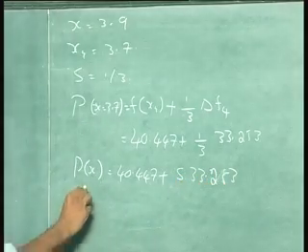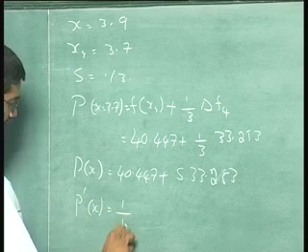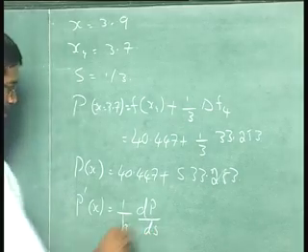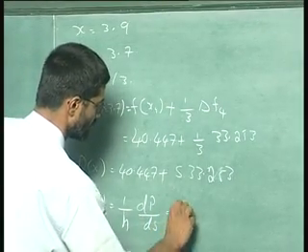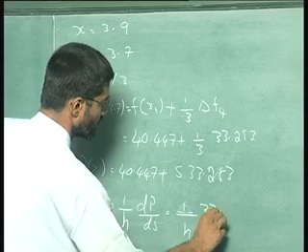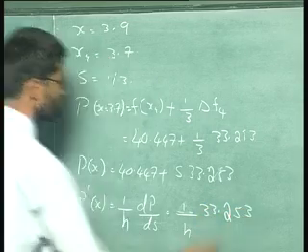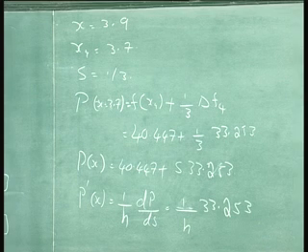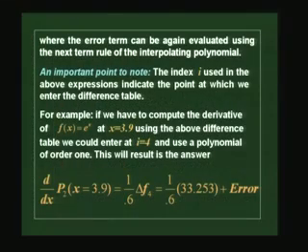And the derivative of that polynomial, which we know is 1 over h into dp by ds, is simply 1 over h into 33.253. So that's what you will get, and we can evaluate that: 33.253 by 0.6, since h is 0.6. And then the error term. So what's the error in this?